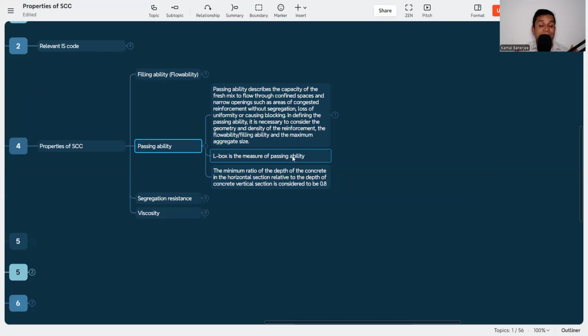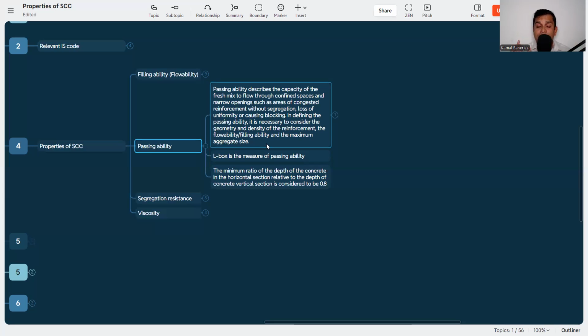That ability, passing ability, is referring to that condition, that if the concrete has this ability, the concrete can flow easily. In defining the passing ability, it is necessary to consider the geometry and the density of the reinforcement, the flowability, filling ability, and the maximum aggregate size. That is a part of the mix design. How we will do the mix design, I have made a detailed video on that. If you want to know how to do mix design for self-compacting concrete, the link is there in the description. Please check, you will get the full information. So this is the passing ability.